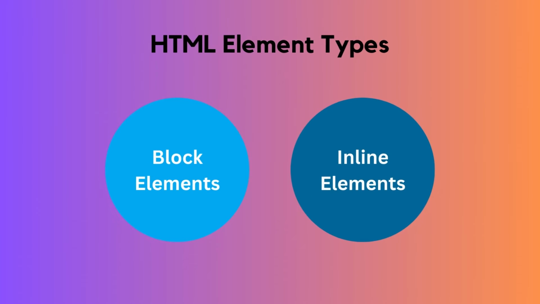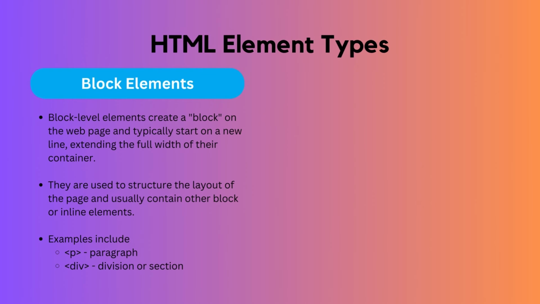In HTML, elements are divided into two types of categories. The first category is block elements. Block elements, as the name implies, create a block on the web page. And when we use these block elements, they start on a new line, and the width of these elements extend to the full width of the page. In HTML, they are used to structure the layout of the page and usually contain other block or inline elements. An example of a block element that we have seen so far in this course is the paragraph element.